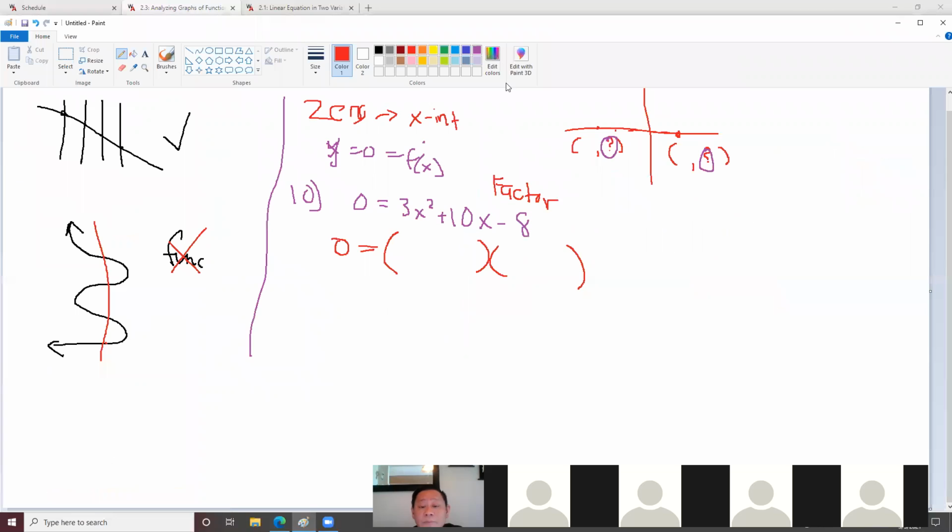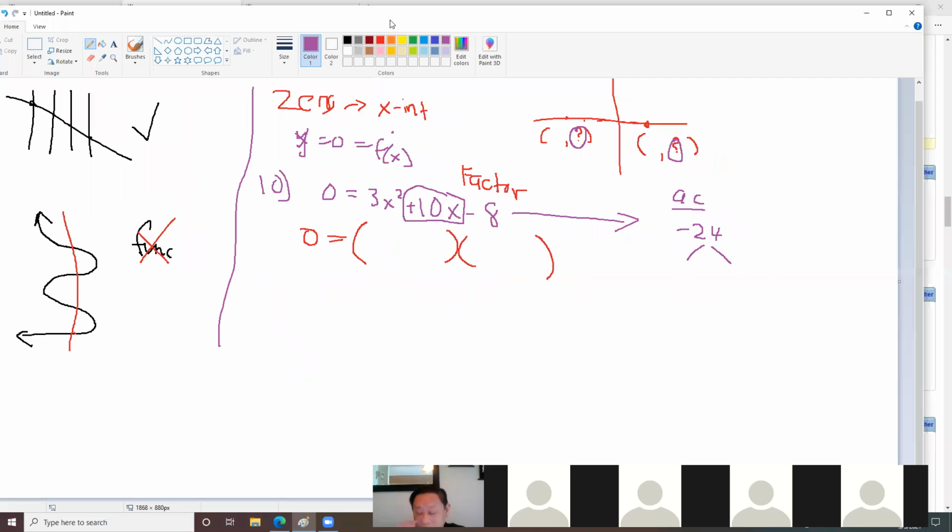Because you got a 3 in front, you have to do the AC method. A times C is what? Negative 24. And you need to give me a combination. What times what is negative 24, but when you add it, it becomes 10. Anyone know what times what is 24? Negative 20. 6 times 3.